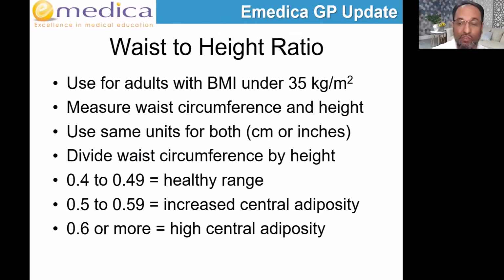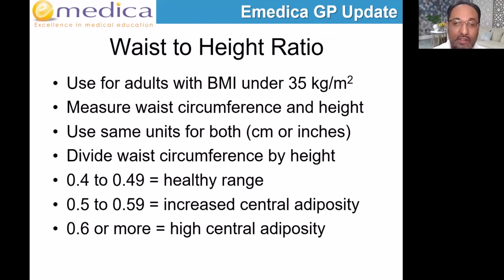So what you do is you measure the waist circumference, measure the height, use the same units for both. So you can use centimeters for both or inches for both, doesn't matter. And then all you do, waist to height ratio. Ratio always means divide. So just divide the waist circumference by the height.